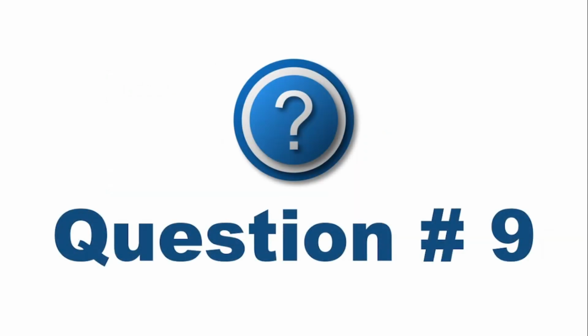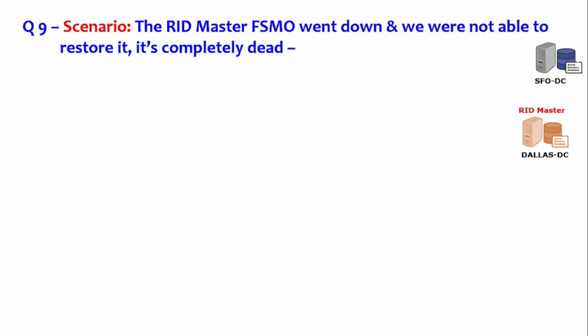Question number 9. Now we have a scenario over here. The RID master FSMO went down and we were not able to restore it. It's completely dead. So now what are our options in this? The RID master is down, it's dead. So what can we do now?